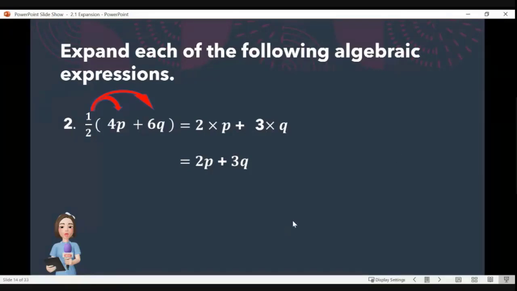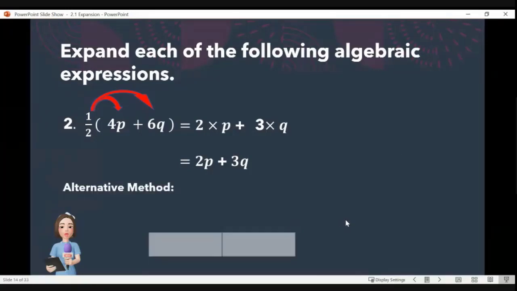So the alternative method is the box, we call it algebraic tiles. I showed you just now the rectangle and the square. Actually, the concept is here, how you combine it. So 1/2 on the left side, inside the brackets 4p plus 6q. We just multiply. 4 times this one, you get 2p. This one times this one, 6q times 1/2, you get plus 3q. So we can get the same answer using both methods.